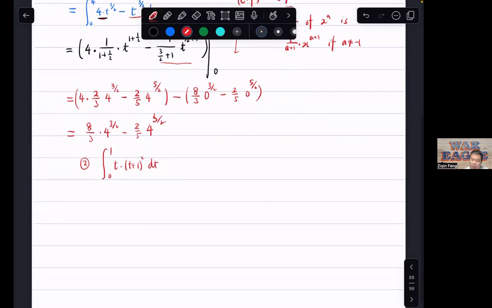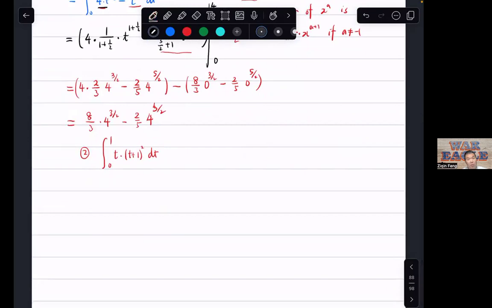So our only trick is to change the function to a sum or difference of elementary functions, or a constant multiple of an elementary function, right? A number times an elementary function: sine, cosine, power functions, exponential functions, right? Here we don't have other tricks, just to try to simplify this. This is 0 to 1, t squared plus 2t plus 1 dt. And so this is integration from 0 to 1 of t cubed plus 2t squared plus t dt, right?